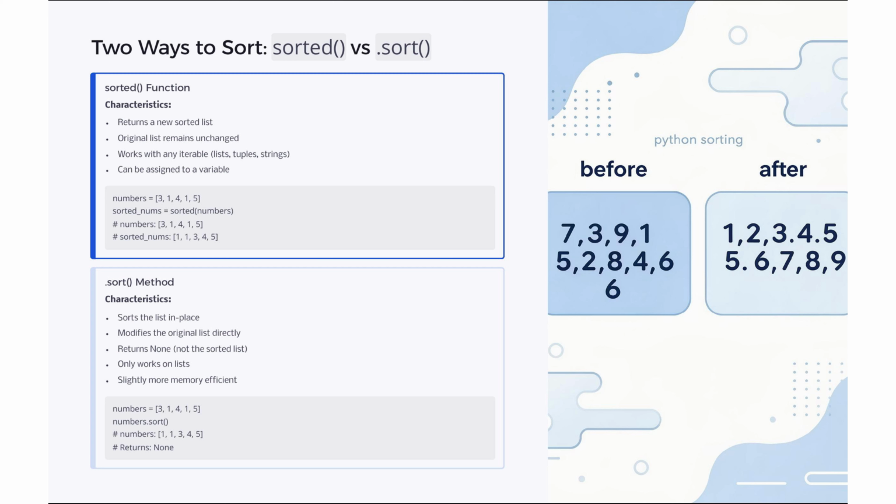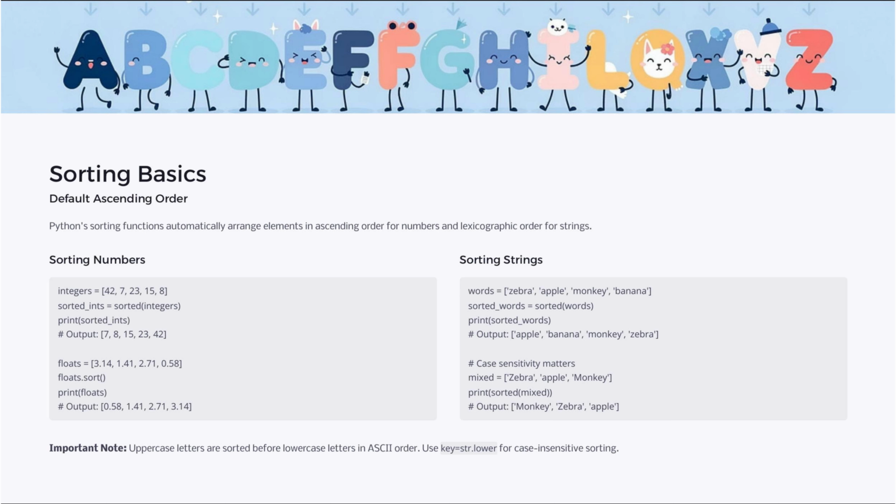The sorted function returns a new sorted list, leaving the original unchanged, and works with any iterable. In contrast, sort modifies the list in place, returning None, and is exclusive to lists, offering slight memory efficiency. Python's sorting functions default to ascending order, arranging numbers numerically and strings lexicographically.